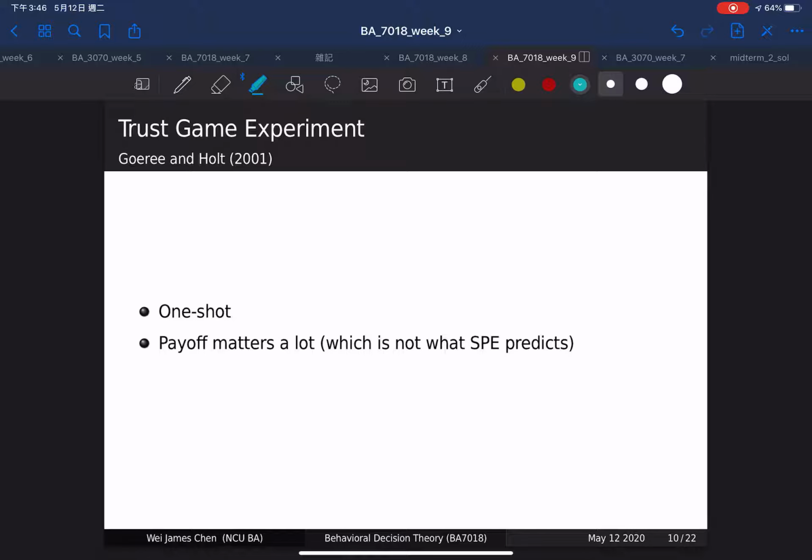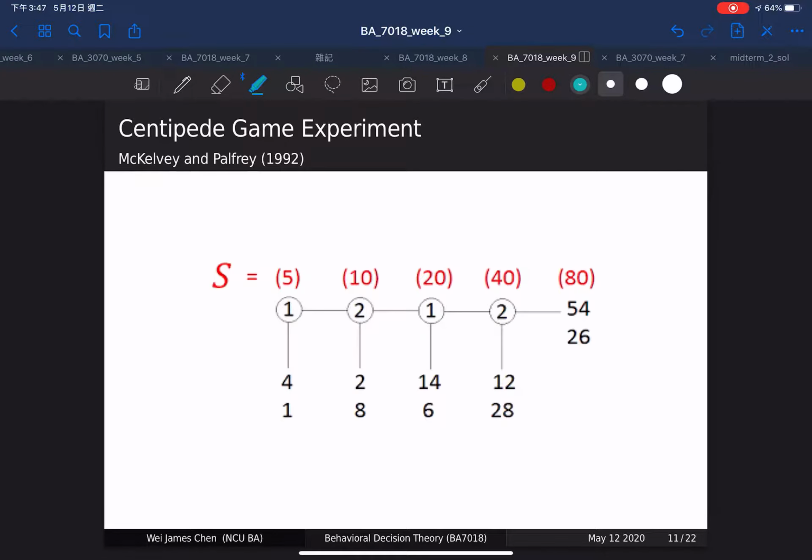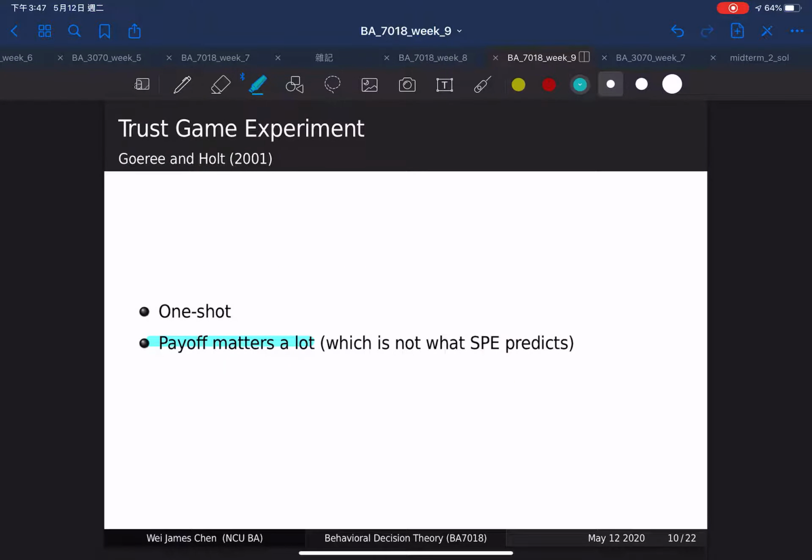But unlike the theoretical prediction, the payoff actually matters a lot. So if the responder, by betrayal, only increases his own payoff by a little bit, but heavily damages the other person, this person would tend not to betray, although betraying is still to his own benefit. But that is not what the SPE predicts. And in general, a lot of people still invest, and a lot of people still return. That is also not what the SPE predicts.